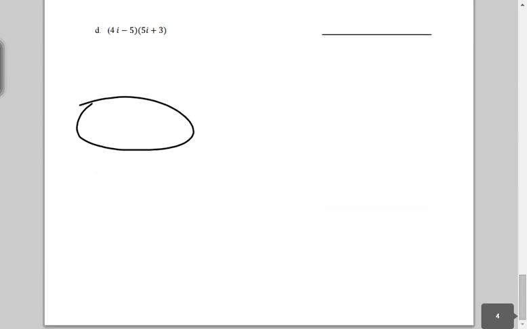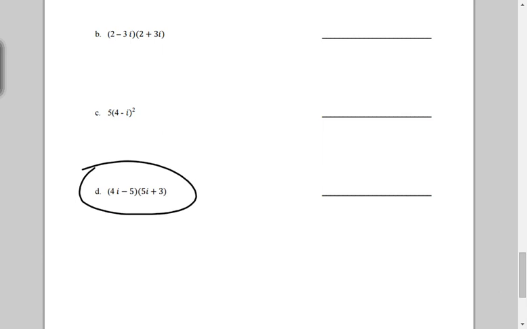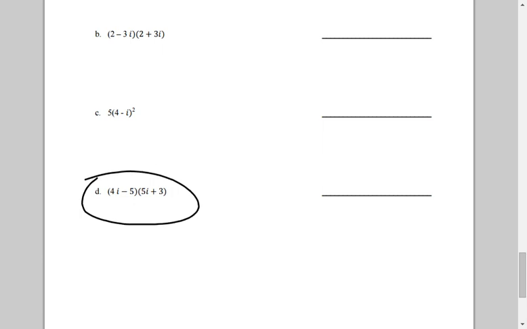And then this last section, I only want you to do D on this one. All it is is foiling it out, and then what happens when you stumble across an i squared in your answer? Change it to -1. So just do D on this one.